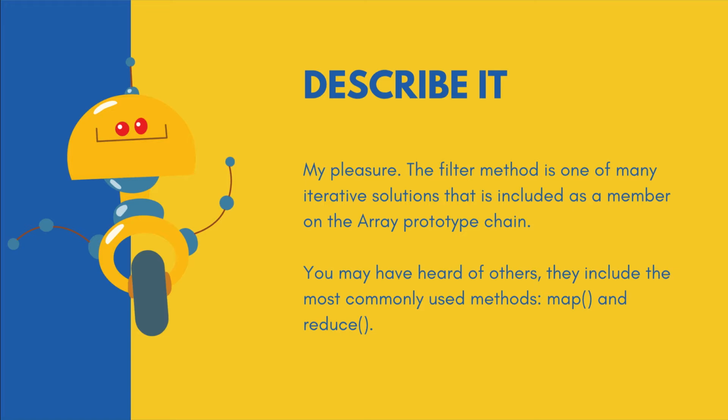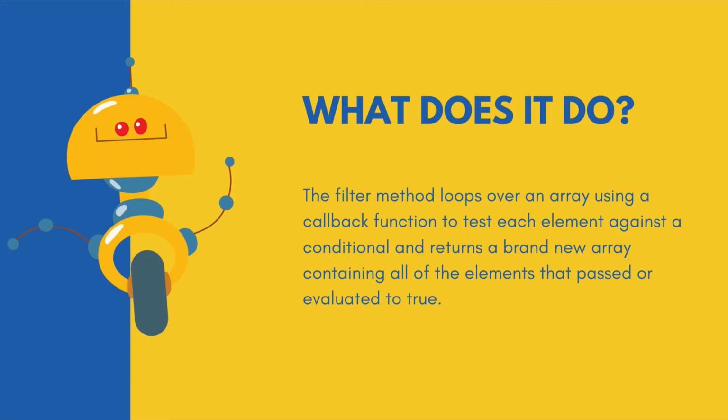Now, it's very similar to map and reduce and other iterative solutions such as the forEach method, which are also called on array instances. Okay, so enough about those other methods. What exactly does the filter method do and why should we use it? I think the best way to answer that question is to provide an example.